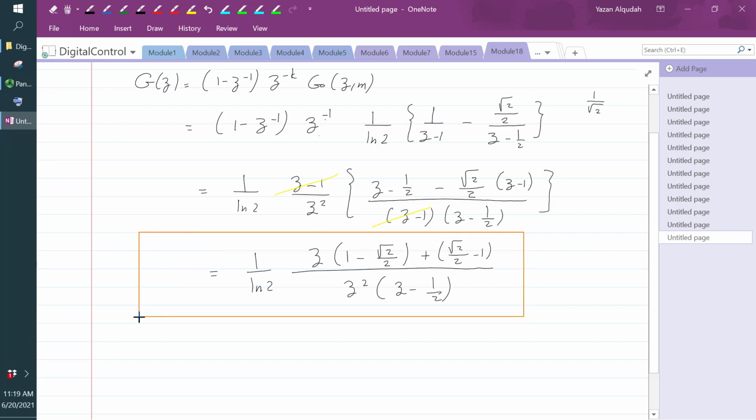I know it's lots of calculations and lots of room to make mistakes, but the more important thing is to understand the derivation and be able to apply it to calculate the pulse transfer function for a system that has a delay.